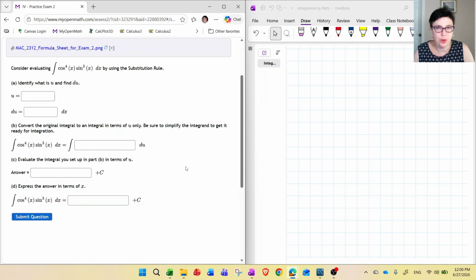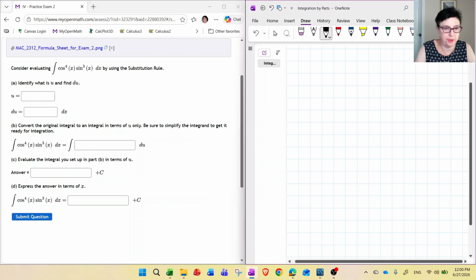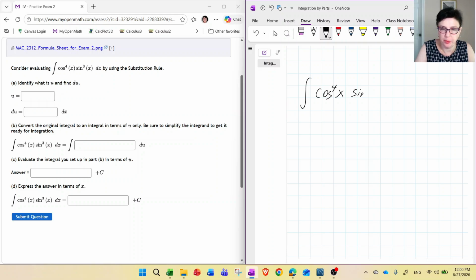Hey guys, in this video we are going to look at combinations of cosine and sine and how we can integrate that. So we've got cosine to the power 4 and sine to the power 3, and we're trying to integrate something like that. The first thing you do is look at the powers.